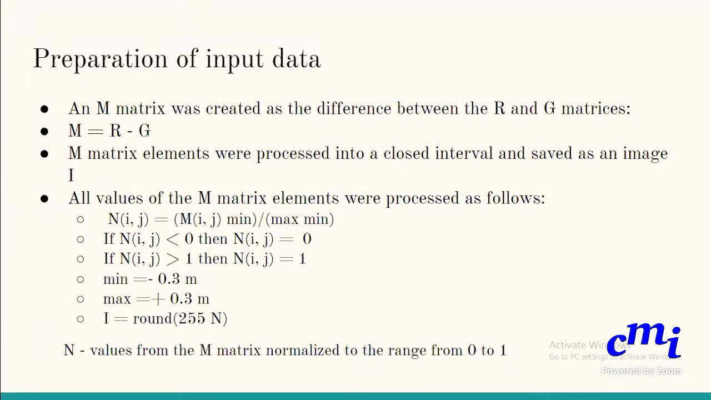Also, the correlation between the photographs and the actual height of the data was done by the SFM algorithm from the Agisoft software. Just a side note. Continuing, an M matrix was created as the difference between R and G. The M matrix elements were processed into a closed interval and saved as an image I, which was then fed to the network. Here you can see the algorithm and the processing steps.